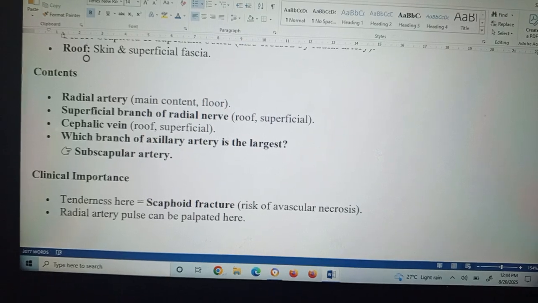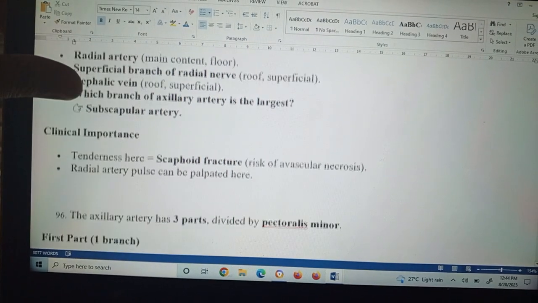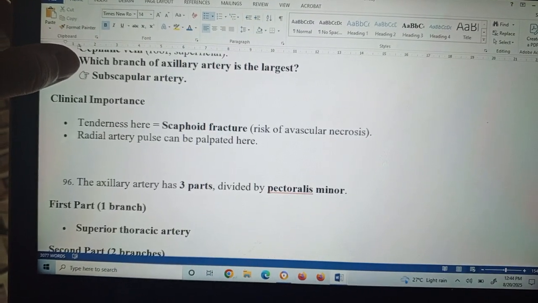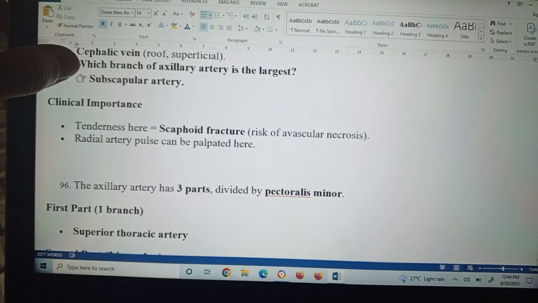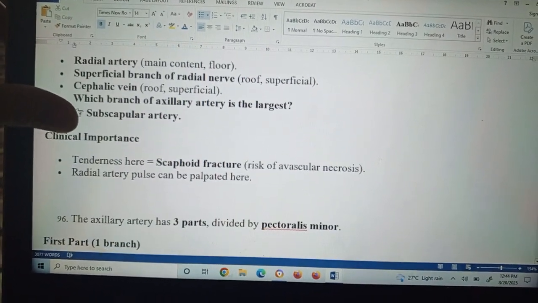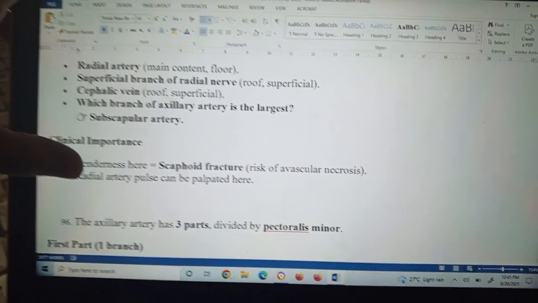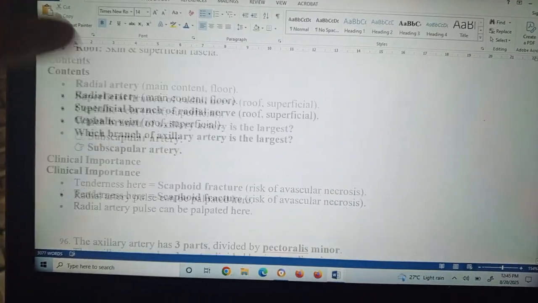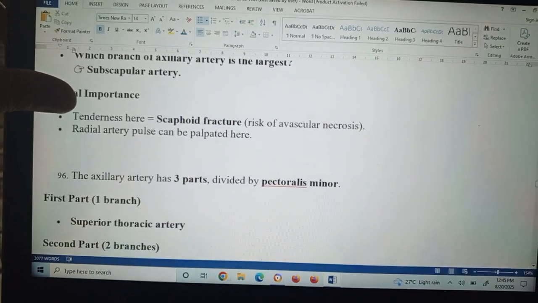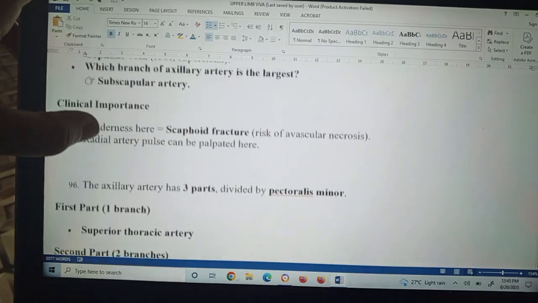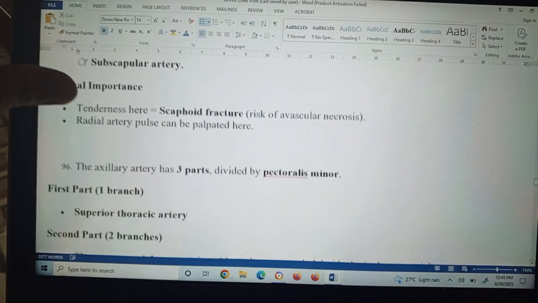VAN is a mnemonic. Which branch of the axillary artery is the largest? Subscapular artery. This is another important question. And there is a clinical importance of the radial artery. I have made a mistake over here. The radial artery can be palpated in the anatomical snuff box, and at the anatomical snuff box there is a scaphoid fracture risk and risk of avascular necrosis.